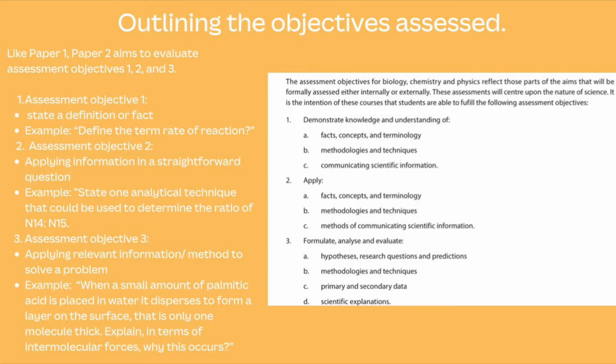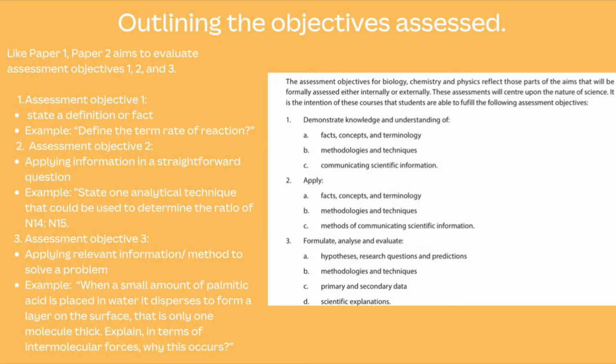The last type of question that you could be asked to answer is a more in-depth and long question. An example is, when a small amount of palmitic acid is placed in water, it disperses to form a layer on the surface that is only 1 molecule thick. Explain in terms of intermolecular forces why this occurs. Here, a situation is proposed and you have to use your understanding on concepts, in this case intermolecular forces, to answer the question. These are the 3 main types of questions that you can expect in your paper 2.